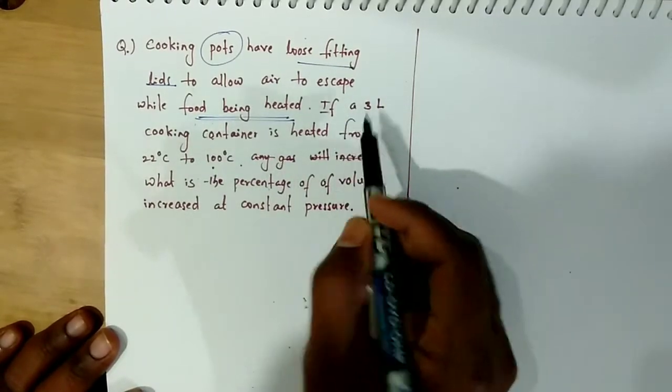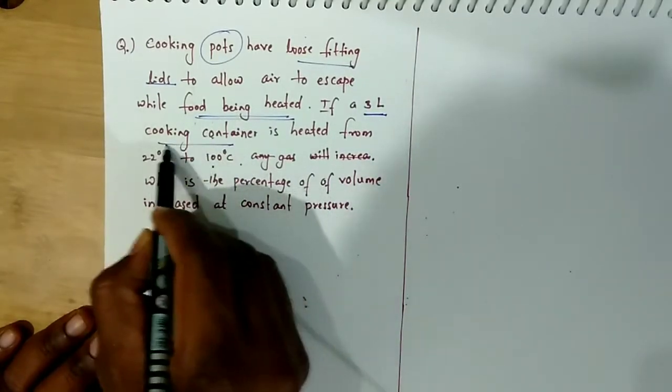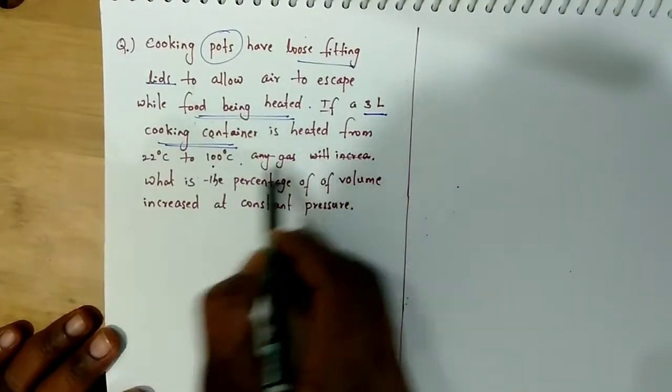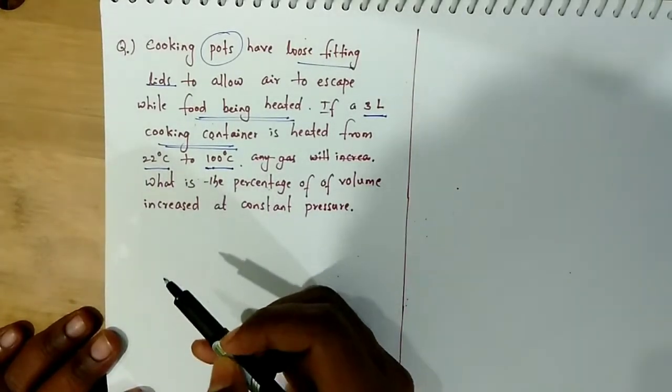So here I am taking one cooking container of 3 liter capacity, which is heated from 22 degree centigrade to 100 degree centigrade.